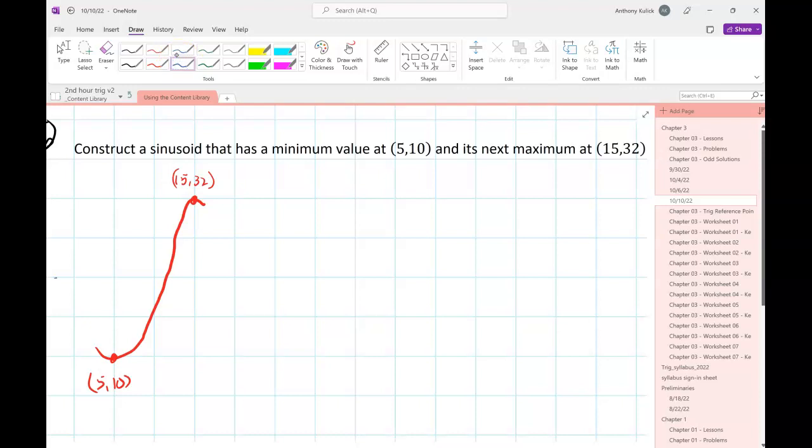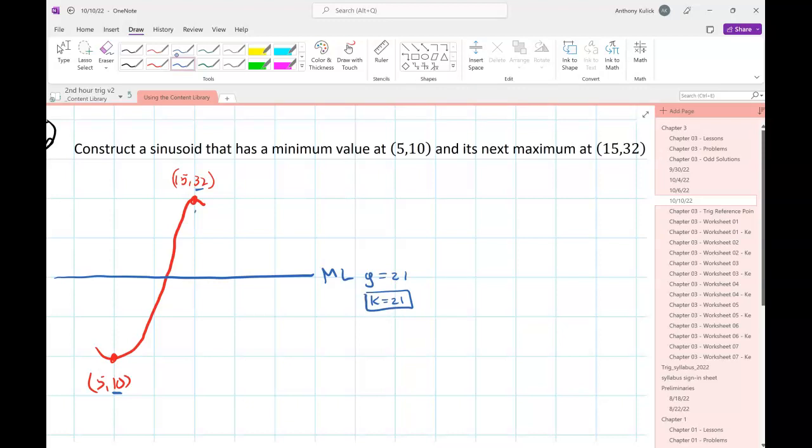So I know my midline is going to be halfway in between them, right? So what's halfway in between 10 and 32? 21, right? So this just must be y equals 21. So the k has to be 21. Okay, that's not so bad.